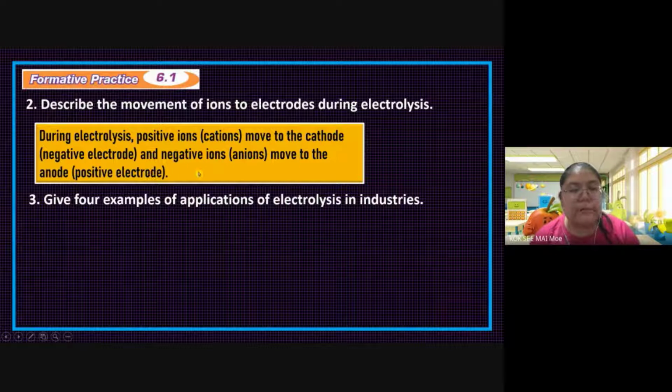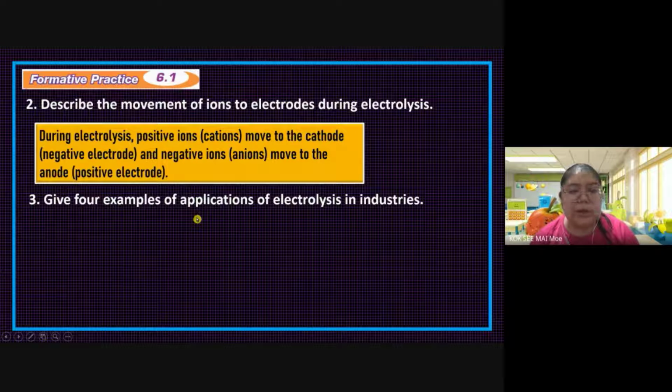That's the positive electrode. Okay, you don't want to mix so many different names. You just say positive ions then move to the cathode. Then straightforward, negative ions then move to the anode. That's all. Give 4 examples for the application.